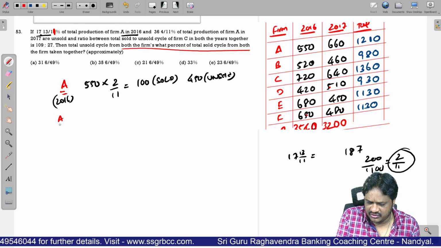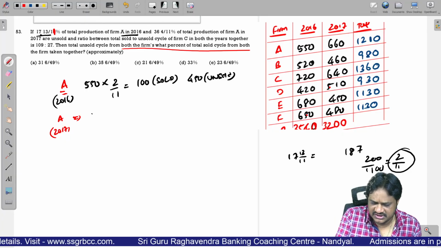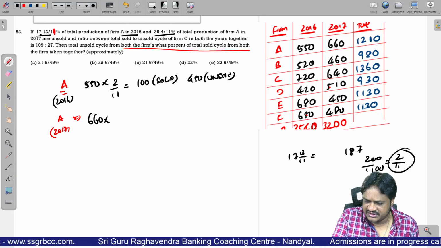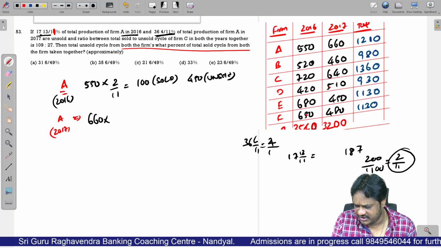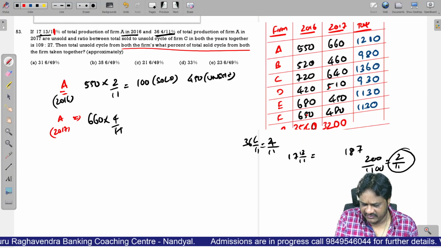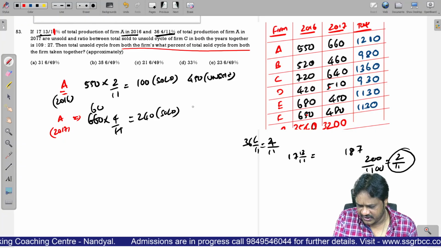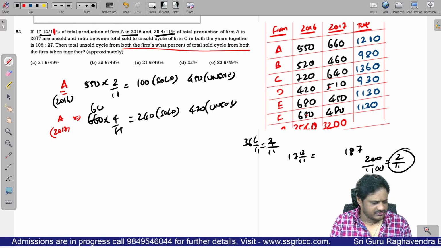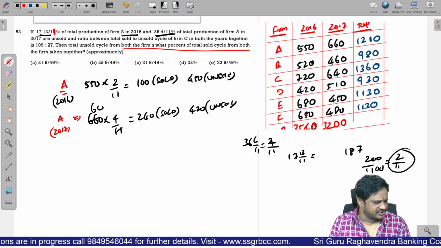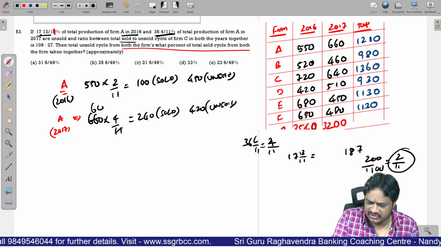Now A 2017. What is the total? 660. 36 4 by 11 percent is nothing but 4 by 11. So 4 by 11 will give 240 sold and unsold will be 420. 420 unsold. That is about A 2016 and A 2017, sold and unsold.